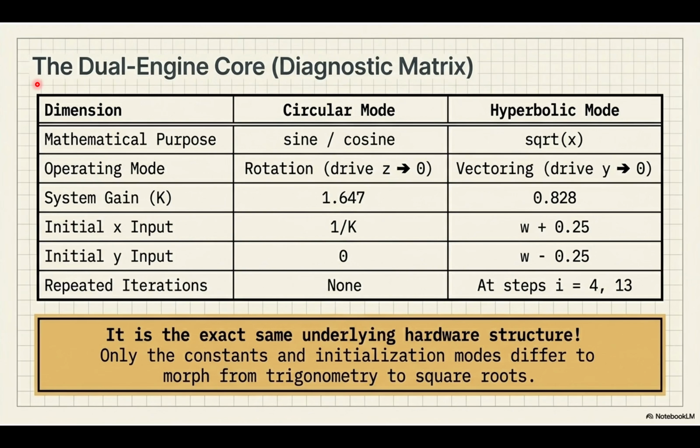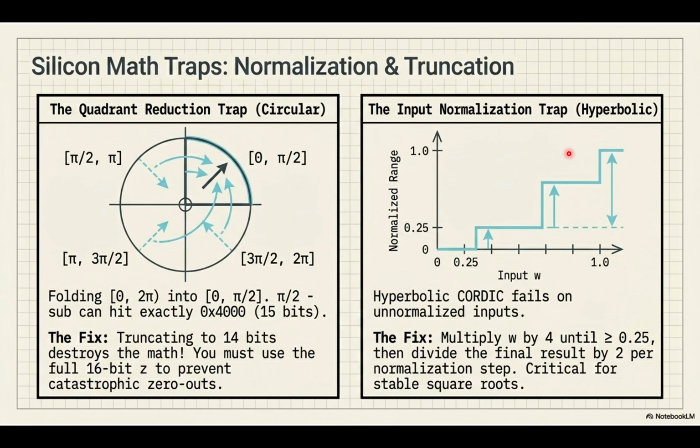Ah, okay. And the critical step for calculating that square root in hyperbolic CORDIC is input normalization, right? Because CORDIC only works if the starting number is in a specific range. Right, it has a limited convergence domain. So before feeding the value in, the hardware checks if it's too small. If the input is less than 0.25, the architecture basically multiplies it by 4 iteratively until it hits the threshold. And then what? Well, after CORDIC finishes the square root, it compensates by dividing the result by 2 for every time it multiplied by 4 earlier.